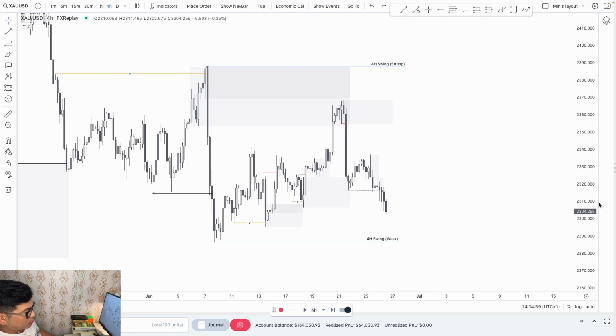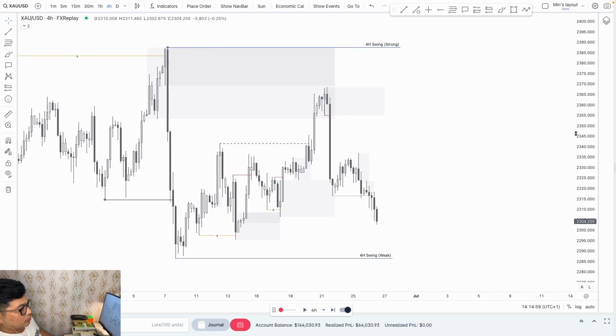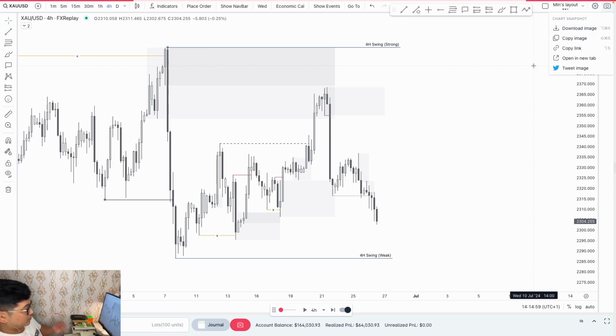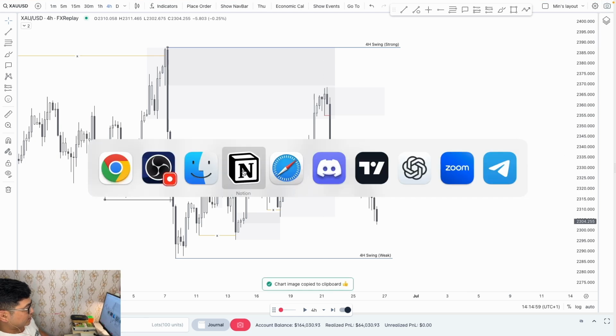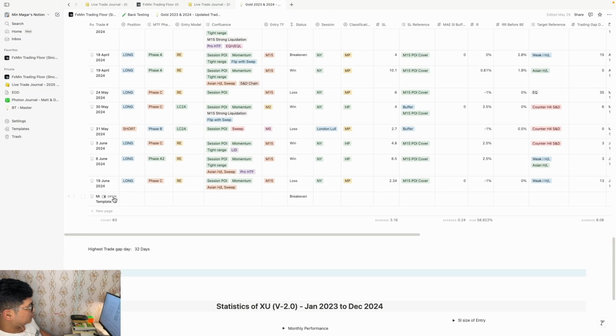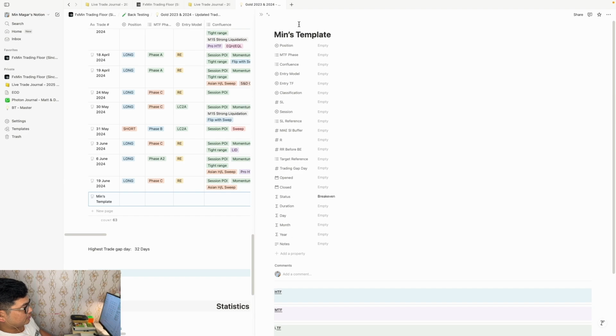But I'm not doing it as I've already done my things. Now I'm only doing this for the sake of backtesting, to see if something is working or not, right? I just go to Notion and fill everything in now. There you go.